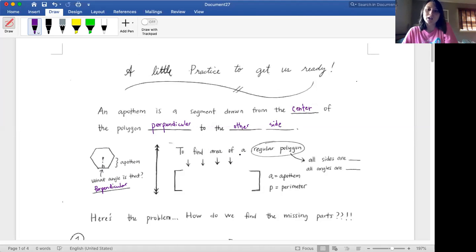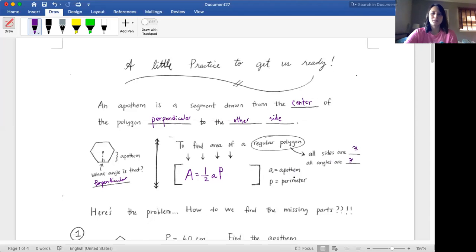And so to find the area of a regular polygon, it's area equals 1/2 times apothem times perimeter. And so apothem A equals the apothem, P equals the perimeter. And for a regular polygon, all sides are congruent and all angles are congruent. So they're all the same, okay?